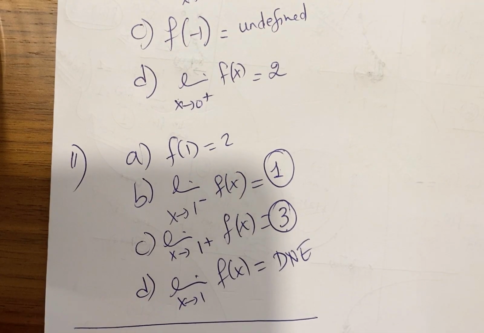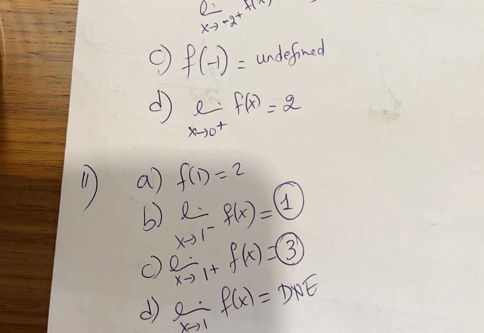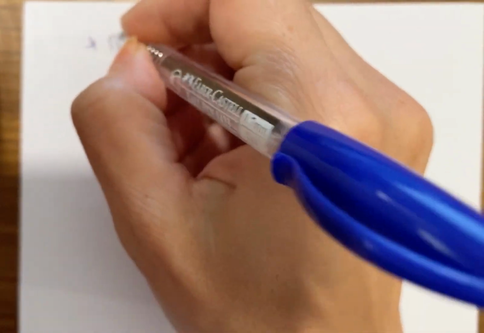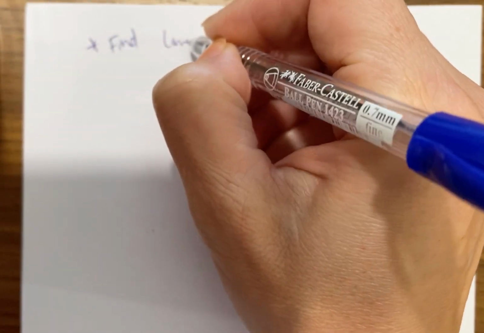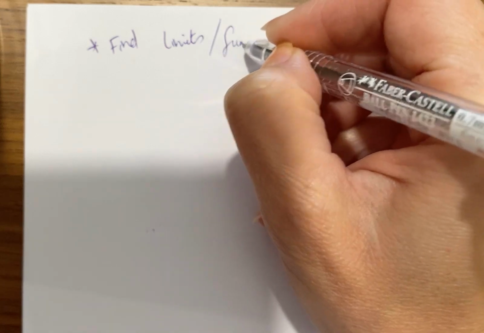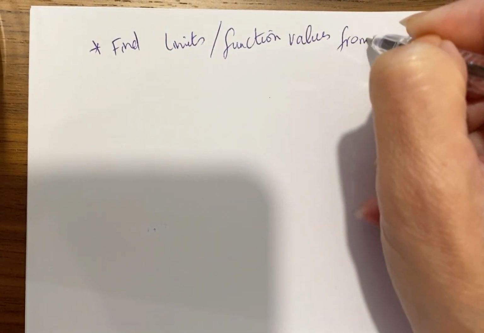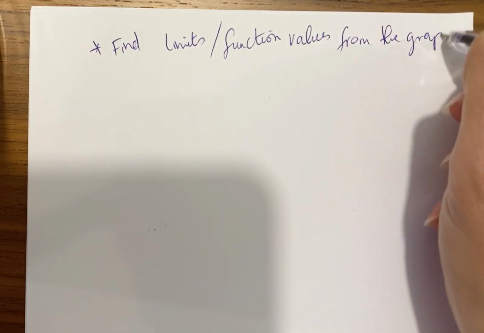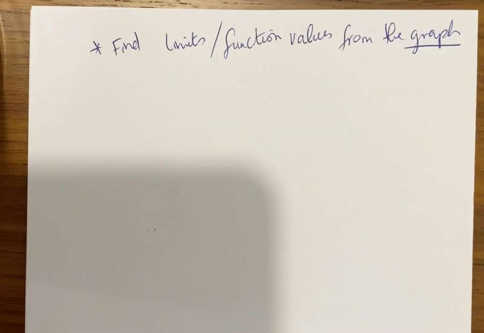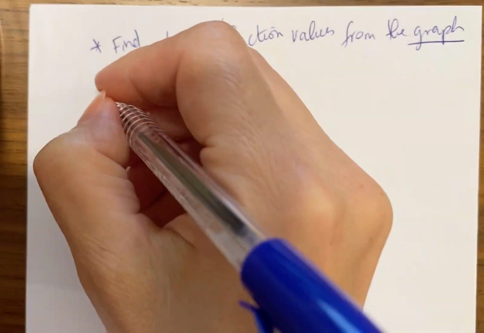Alright, before I move on, what do they also cover in section 1.2? In section 1.2, they also cover the fact that you can find limits from the graph, yes. So what we have already learned is that we can find limits and function values from the graph. What if we cannot graph it? So what do we do? Is there any other way?